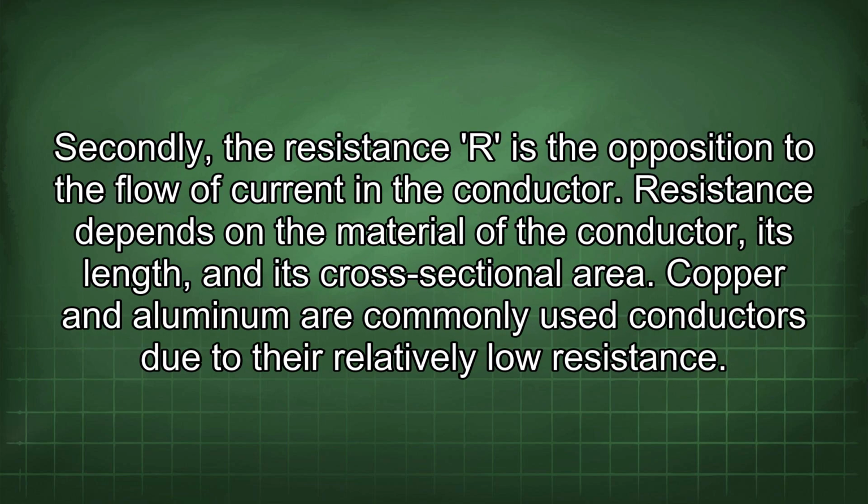Secondly, the resistance R is the opposition to the flow of current in the conductor. Resistance depends on the material of the conductor, its length, and its cross-sectional area. Copper and aluminum are commonly used conductors due to their relatively low resistance.